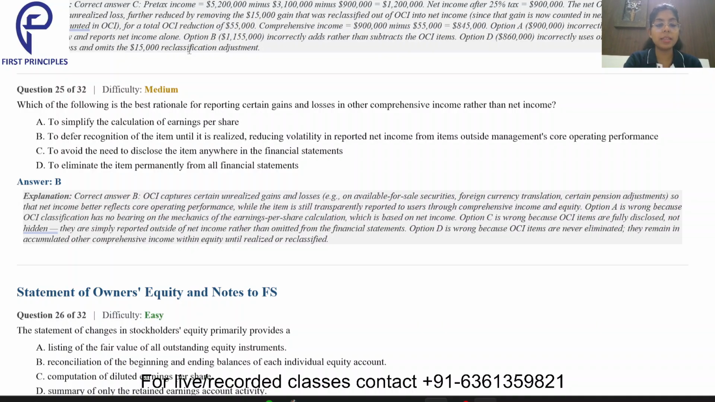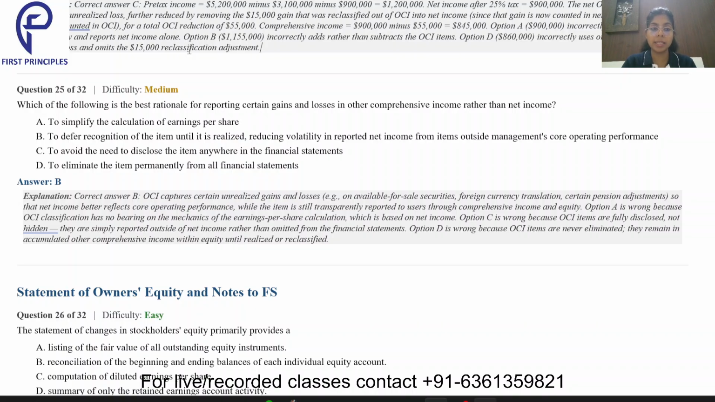Option A, to simplify the calculation of earnings per share. Do we do that because of that reason? No. Then option B, to defer the recognition of items until they are realized, reducing the volatility in reported net income from items outside management's core operating performance. When we are parking anything in OCI, we are deferring it. That means we are delaying the recognition of a particular item in order to ensure that my net income is not fluctuating a lot because of any such item which is not directly impacting us, or maybe not impacting us straight away. So option B is the correct answer.